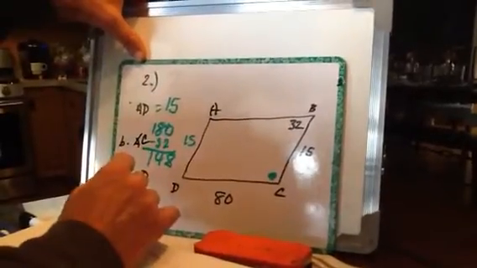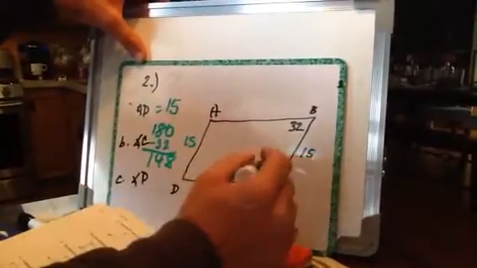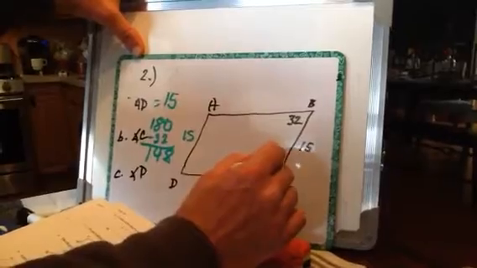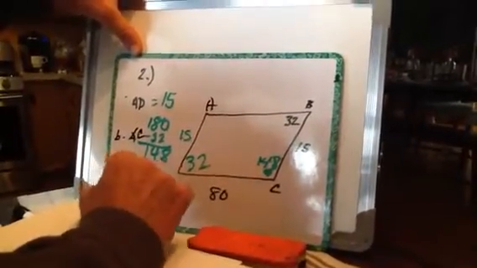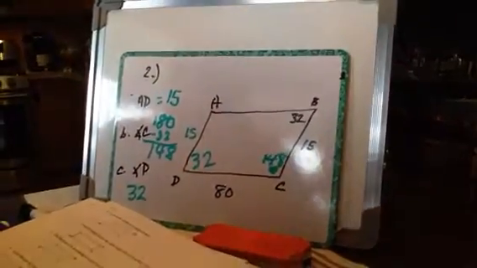Then angle D, and I like to label it in here. Angle D is just going to be 32. Opposite angles of a parallelogram are congruent.